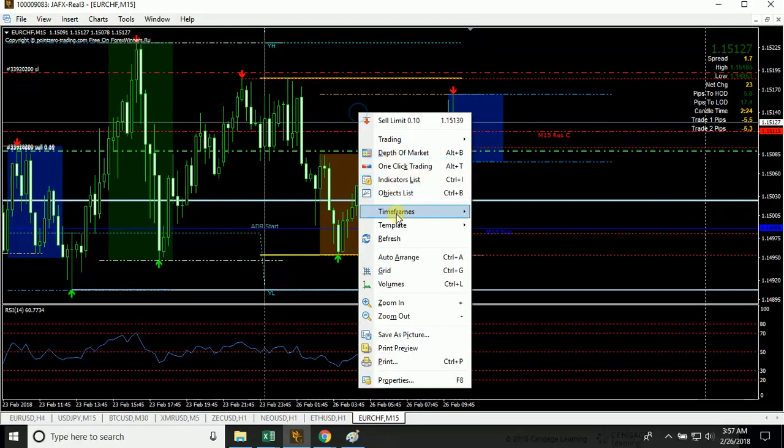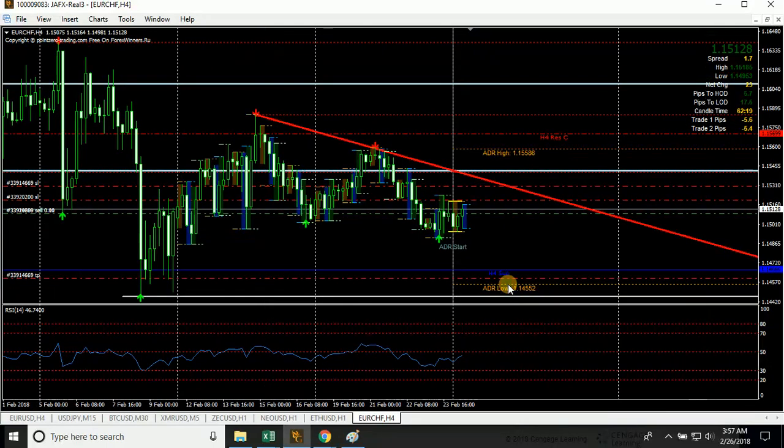Then my target comes on the other end of that structure. What I mean by that is, since I'm perceiving this as a downtrend with a lower high, and I'm looking for a lower low, I put my take profit at the perceived destination that I see price going to.